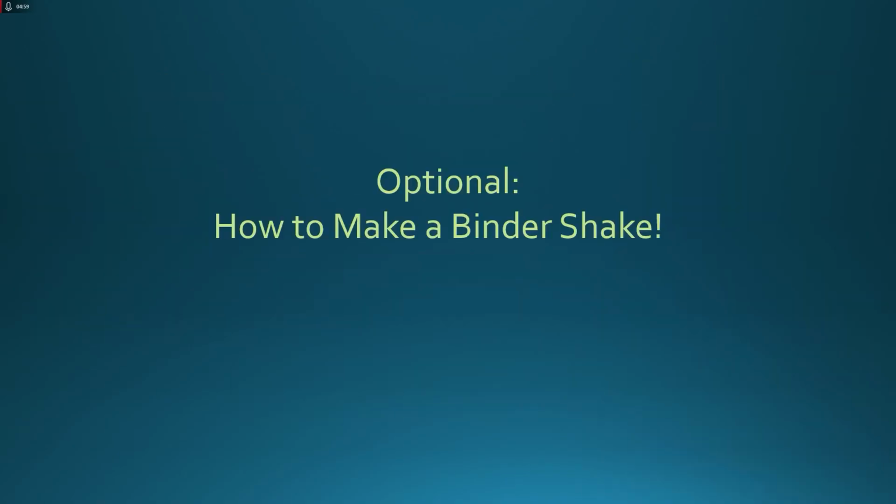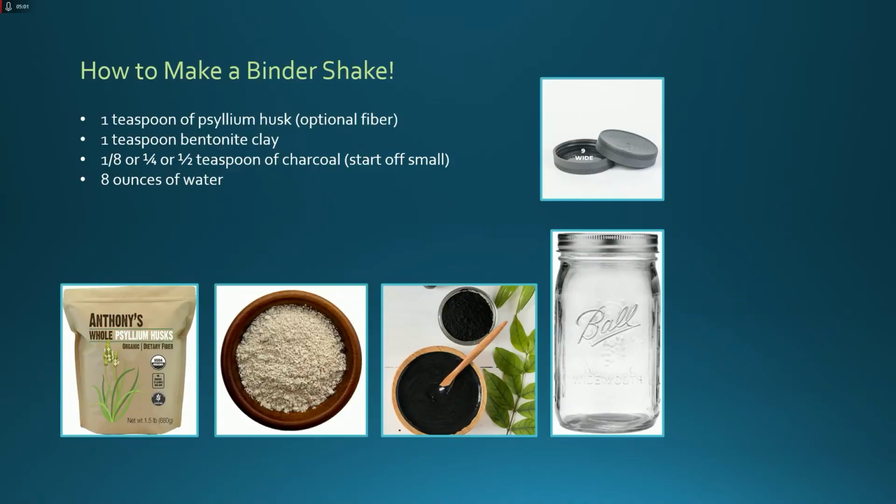Optional. How to make a binder shake. So you take a teaspoon of psyllium husk, although this is just fiber. Fiber is optional. It helps to act as a toothbrush to clean your walls inside your intestines. Okay, a teaspoon of bentonite clay, 1/8 or 1/4 or 1/2 teaspoon of charcoal. Start off small, work your way up.